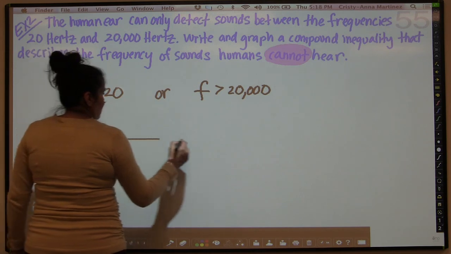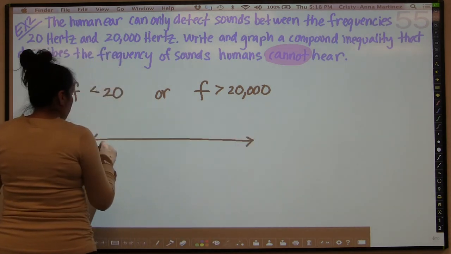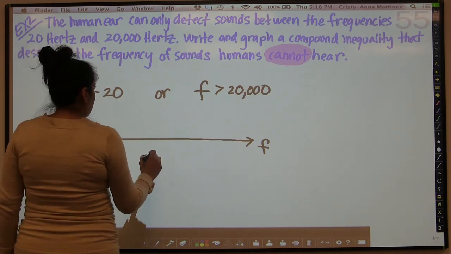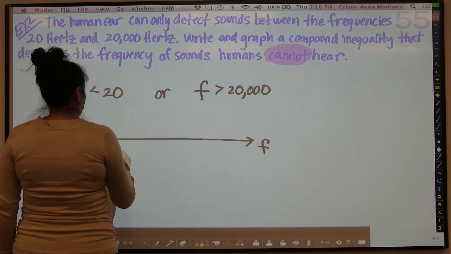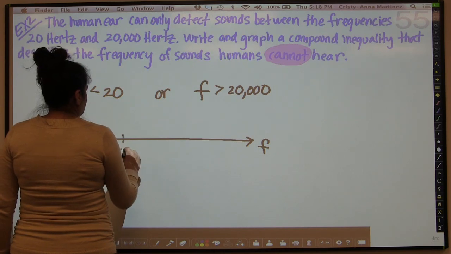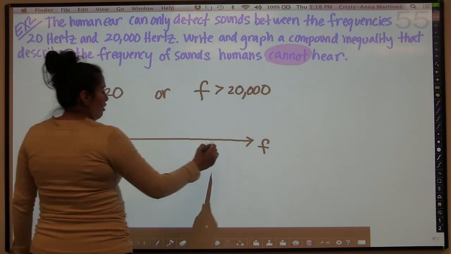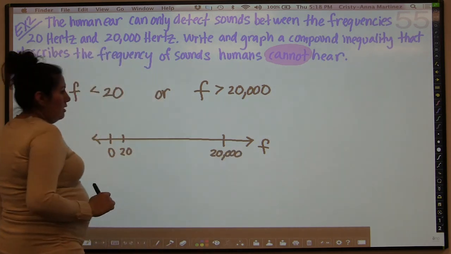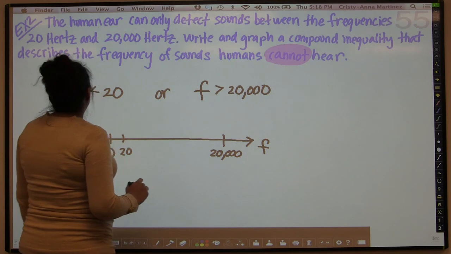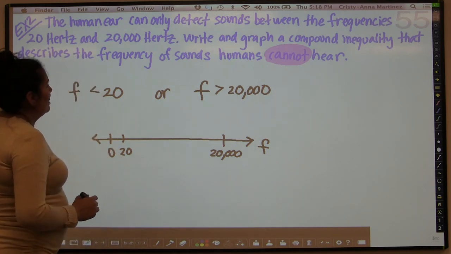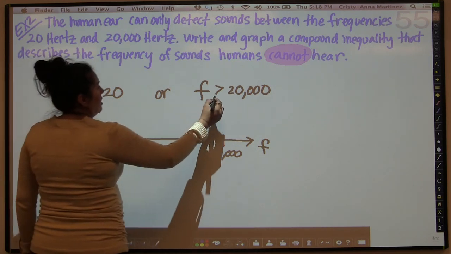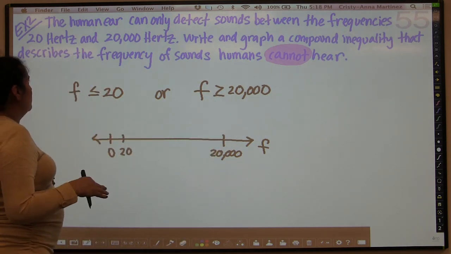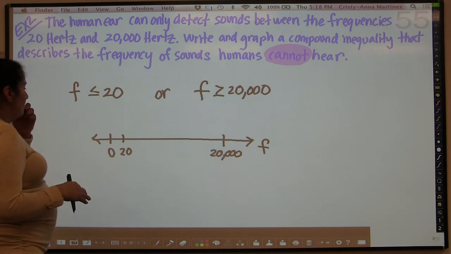So we're going to make a number line. In this case, I'm not going to do 3 number lines. I've kind of showed you how that works already. But we basically want maybe a 0 over here. And there's like a 20. And then way the heck over here, that's a big number, there's a 20,000. Okay? So the frequencies that we cannot hear, and actually I'm beginning to think that this should actually be an equal to now. Because if it says between, it doesn't mean that it includes the endpoints. It's between 20 and 20,000, not including 20 and 20,000. So I think that we're going to do that.